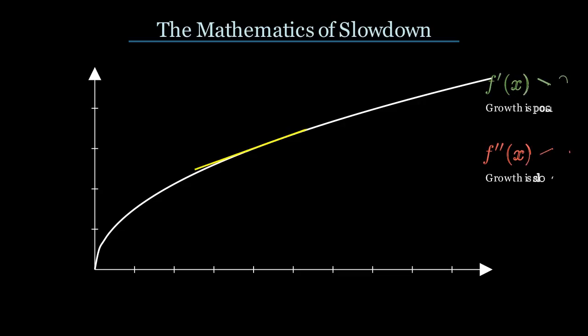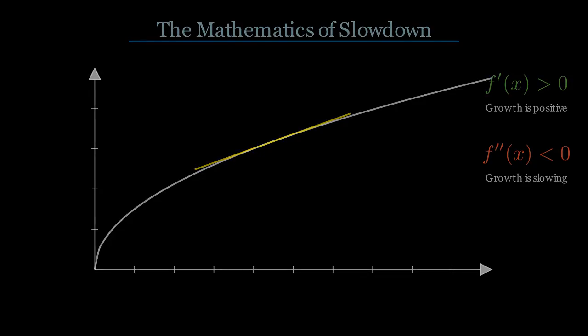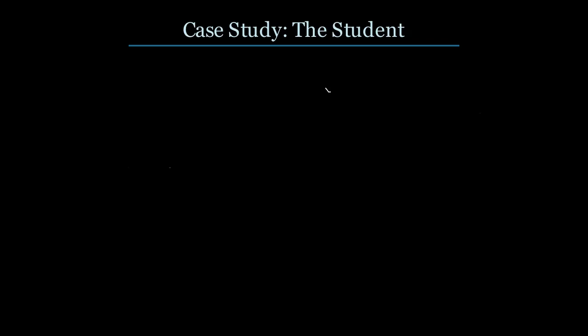While a linear graph has a constant slope, a curve representing diminishing returns has a slope that decreases as we move along the x-axis. Using calculus, we can see that the first derivative, the rate of growth, is positive, but the second derivative is negative, meaning the growth itself is slowing down.